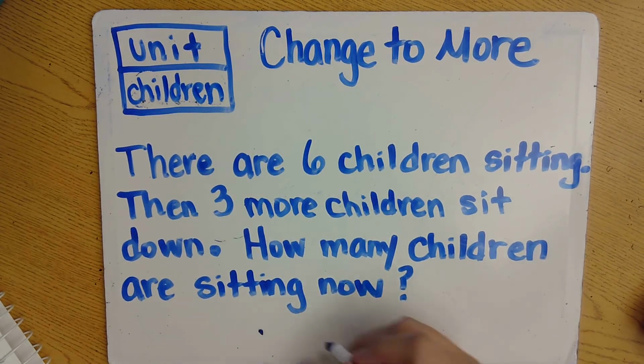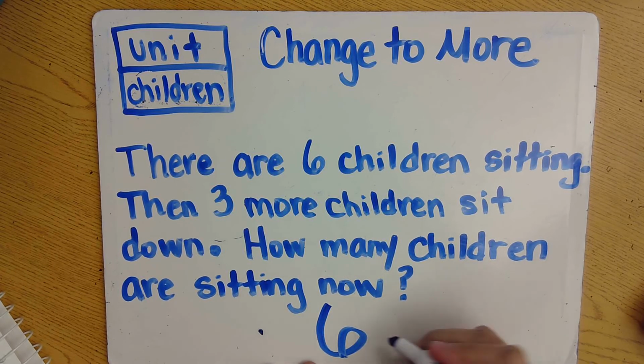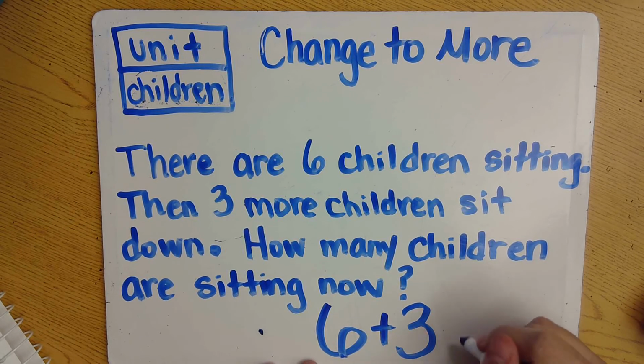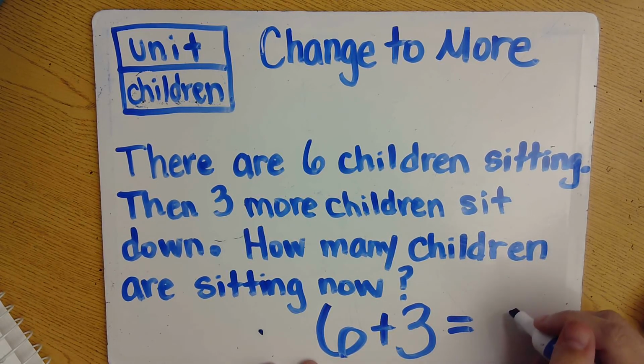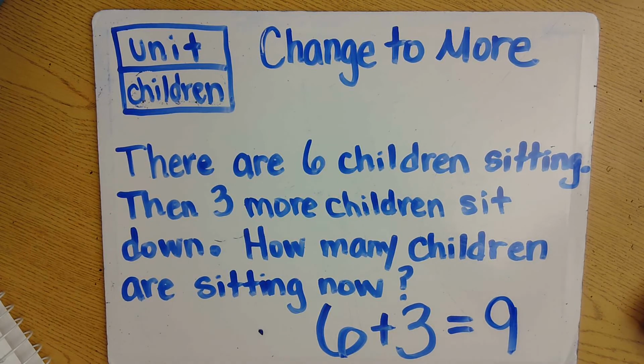Okay, there were 6 children sitting down, and 3 more children sat down as well. So how many children are sitting now? You got it. 9 children.